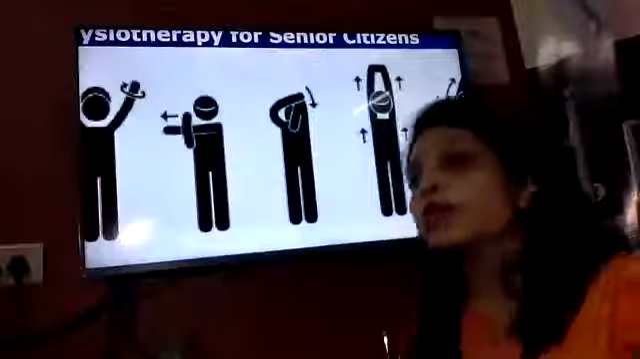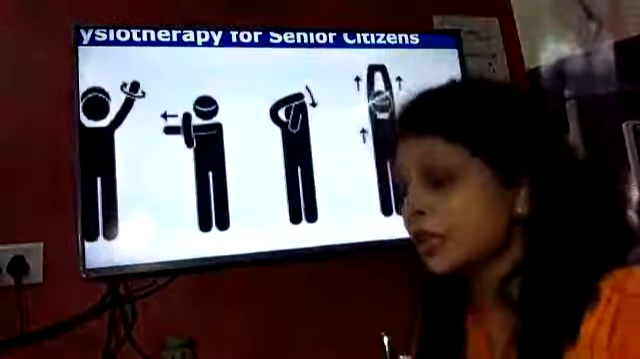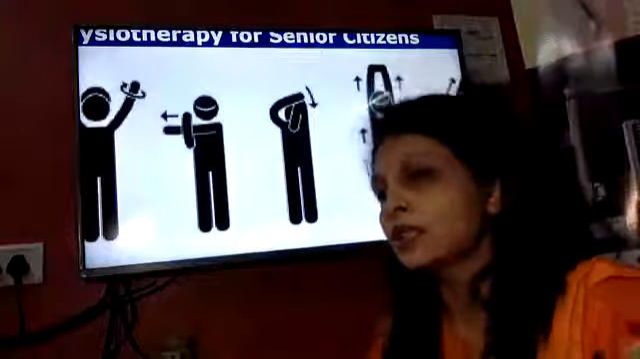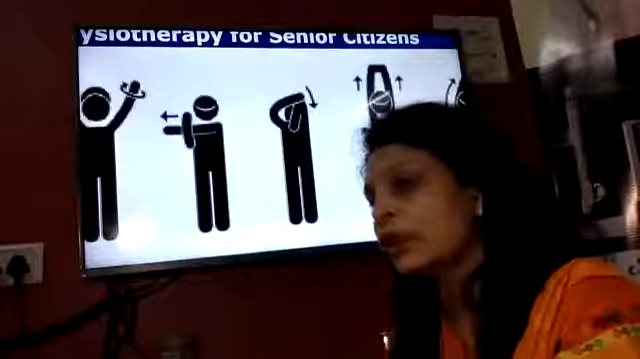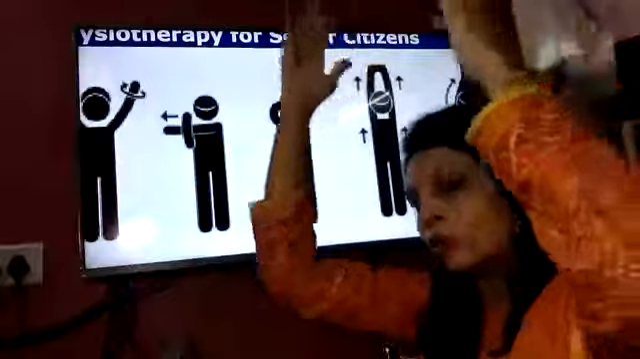Now I am going to show you some physiotherapy for senior citizens. These are very simple exercises for our senior citizens that they can do at home. Like take both your arms towards your neck, towards your ears, and hold it. Try to hold it there.